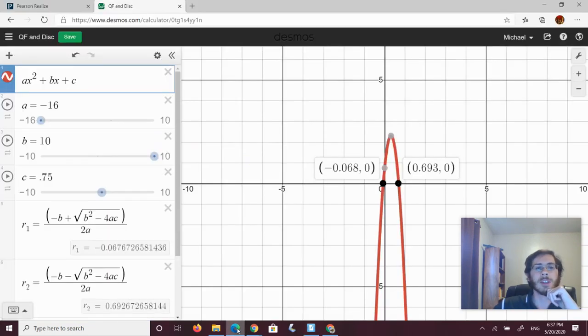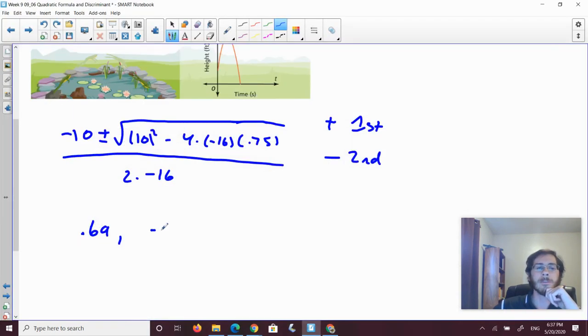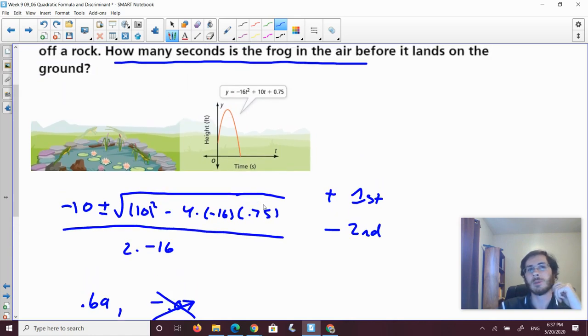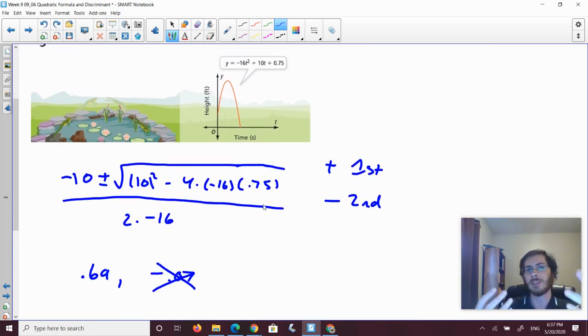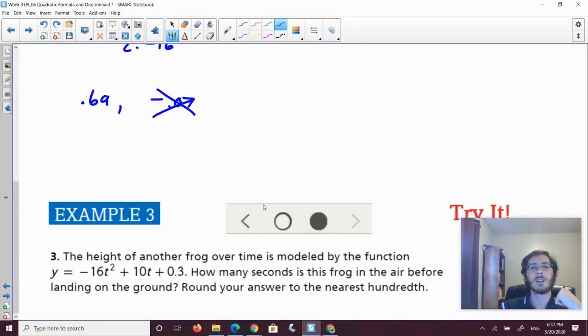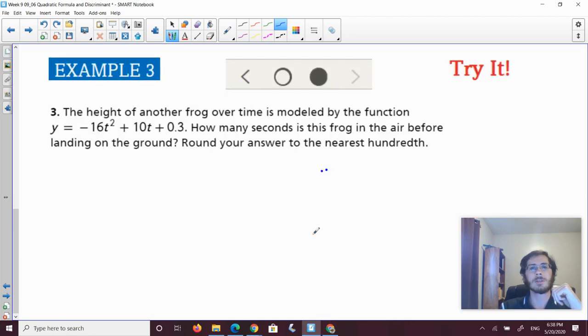Of course, we also get the -0.07, which we immediately say that's not going to happen because that would be a negative time. So we just ignore that one. And that's it. We're already done. So the whole point of this lesson is just to be able to plug the numbers into the formula and get the 2 answers. So then example 3 down here, they give us the second part, which is basically just the same thing with another equation.